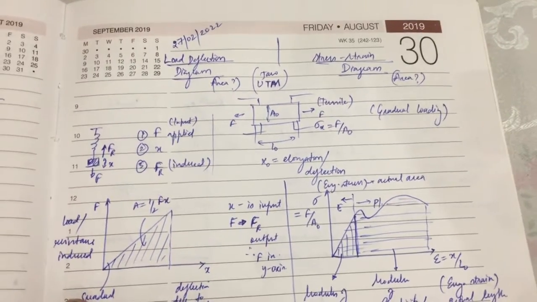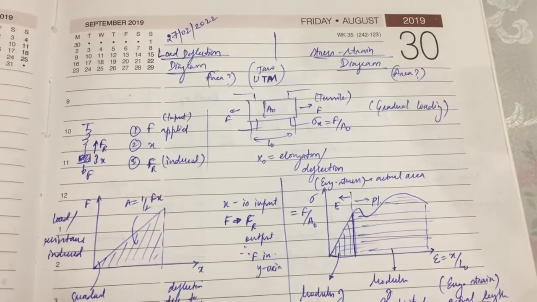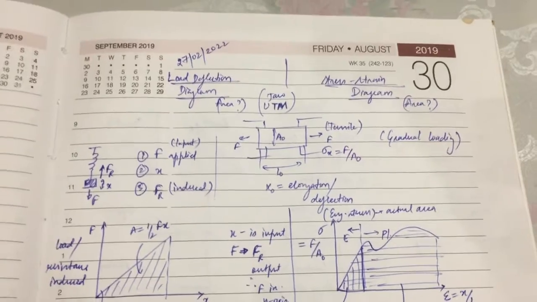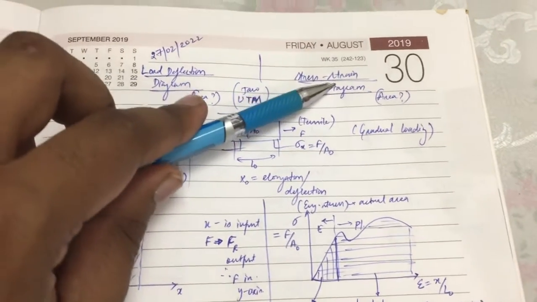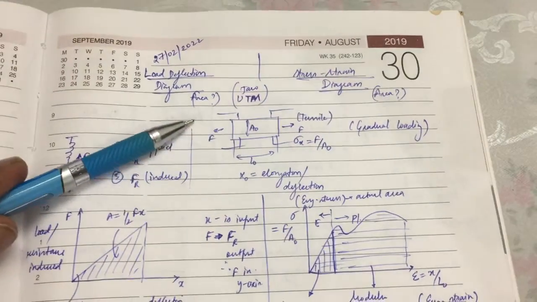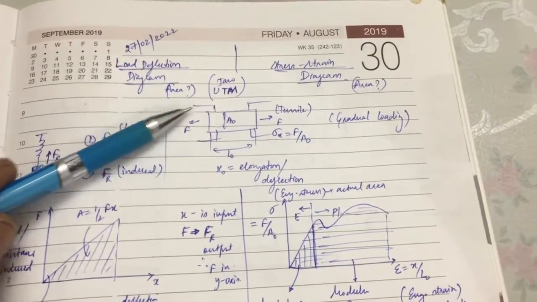So in the fourth session of the strength of material interview section, let's start the discussion about the load deflection diagram versus the stress strain diagram. So what does this diagram tell about the areas?